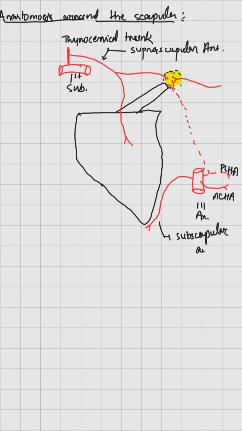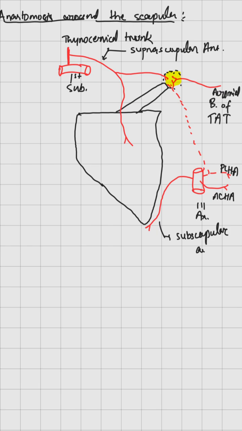This is the acromial branch of thoracoacromial trunk. All are acromial branches. This one is the acromial branch of suprascapular. This one is the acromial branch of posterior circumflex humeral artery, and this one is the acromial branch of thoracoacromial trunk. Okay, done. Next.